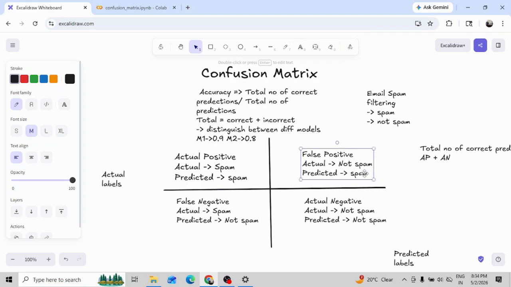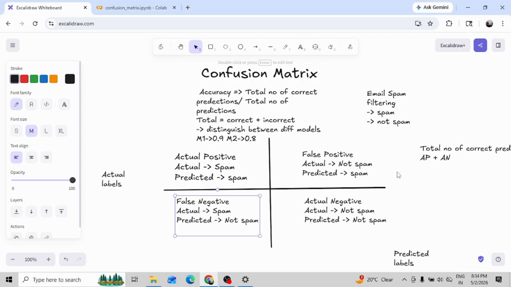Where our machine is predicting that an email is spam, but actually it is not spam, or the opposite: the email is actually spam but our machine predicted it is not spam. So it goes into depth, where the machine has predicted wrong.